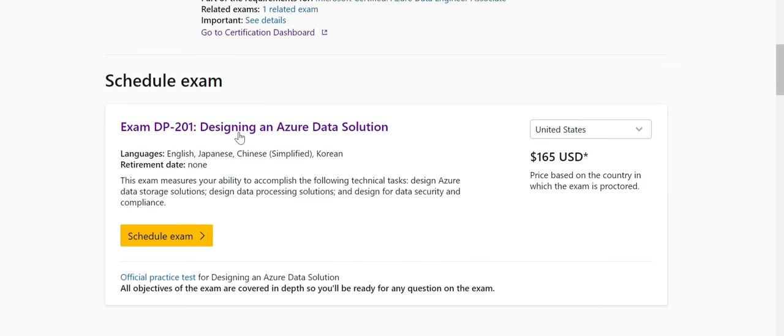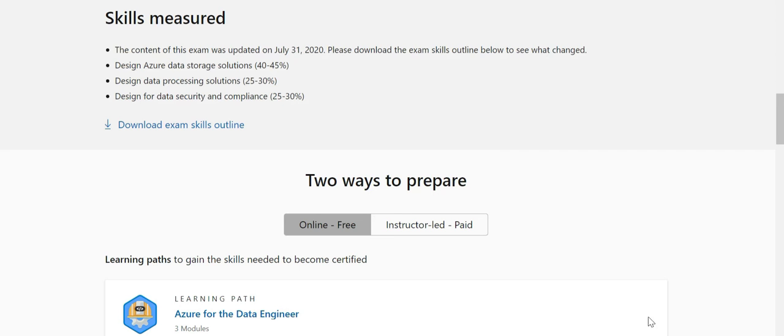The DP201 is related to designing an Azure data solution. The cost of the exam is 165 US dollars, and the languages supported are English, Japanese, Chinese, and Korean. If you see this, what are the skills they measure? They test your knowledge on Azure data storage solutions. That's 40 to 45% of the questions. Design data processing solutions is 25 to 30% of the questions, and design for data security and compliance is also 25 to 30% of the questions.